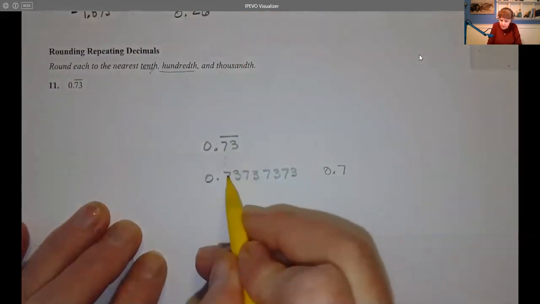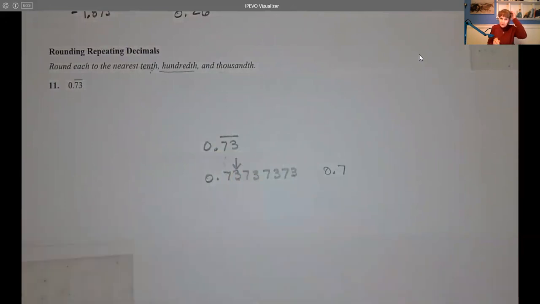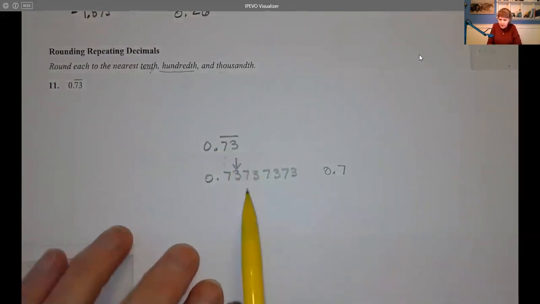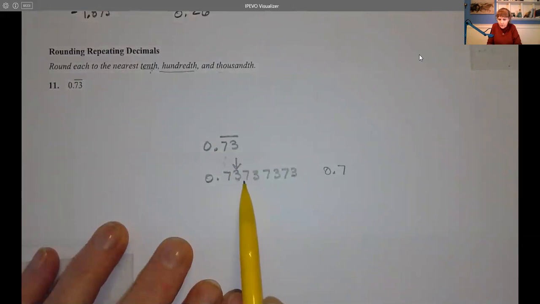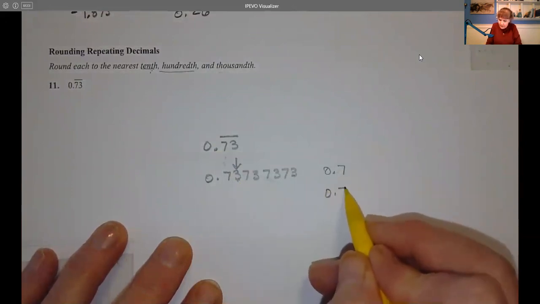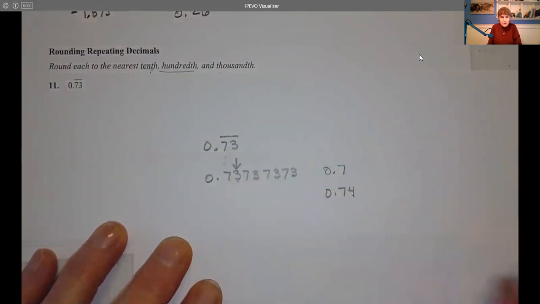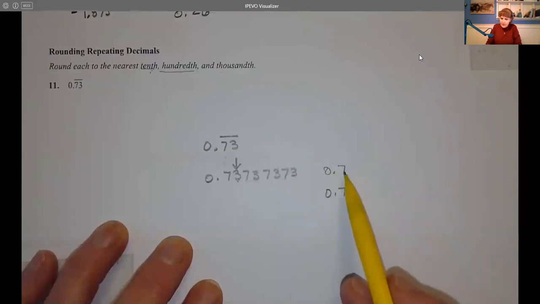So here we're going to go to 10th, 100th. You just need to know those place values. So to the nearest 100th, we look to the right. It is 5 or greater, so we'll increase the 3 to a 4. So we'll have 0.74, and then you drop everything. It's gone. Don't put zeros, nothing. It's just done. So here's our 10th. Here's our 100th. Now let's do the 1,000th.